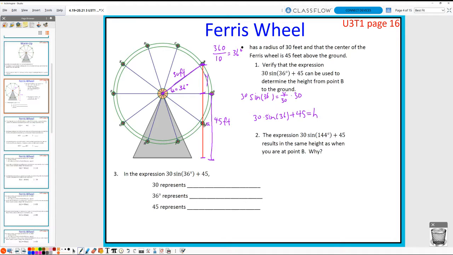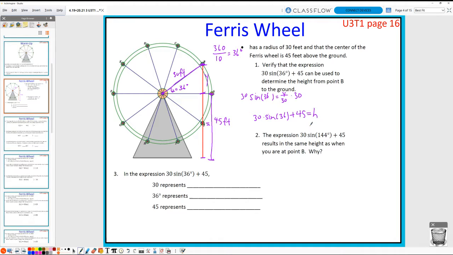Now, I'm sorry, in number 2 it says the expression 30 sine of 144 degrees plus 45 results in the same height. Well, let's first make sure that that's actually true. So if you use your calculator and you did 30 sine of 144 degrees, make sure your calculator's in degree mode, you'll find that these two values are, in fact, the same.